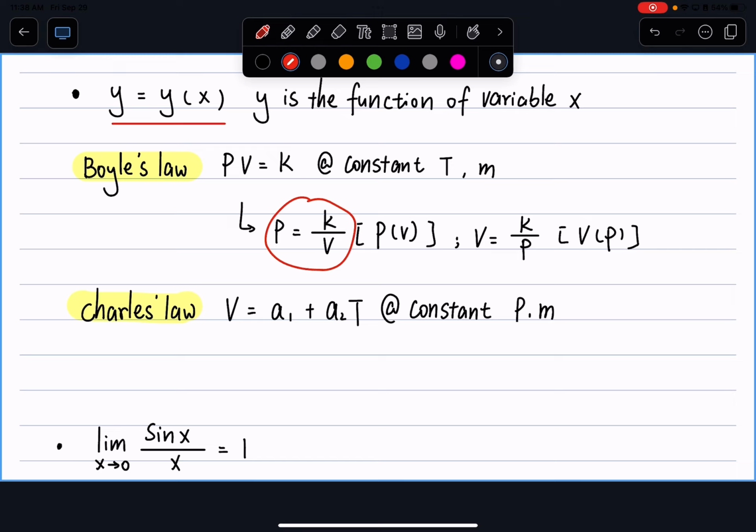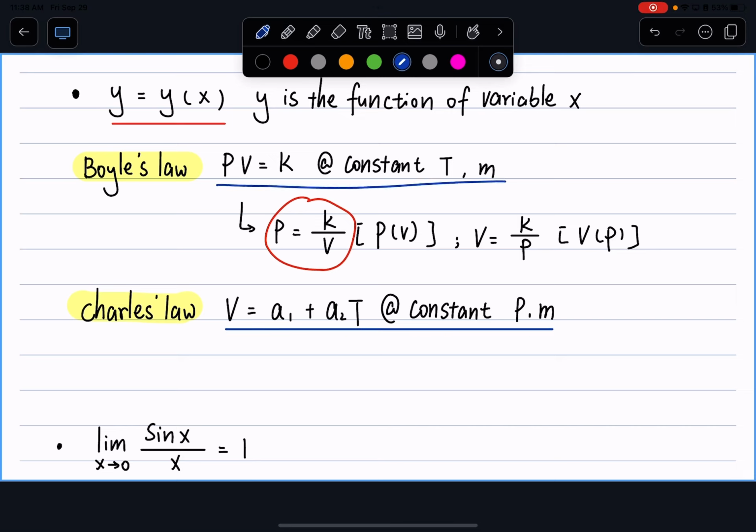And same for Charles' law. You have A1 and A2 being some kind of constant, and there's a linear relationship between volume and temperature of an ideal gas at constant pressure and mass. You will see this kind of equation very often in this class.